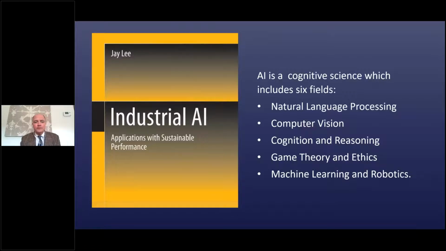According to Jay Lee, in his book, Industrial AI, he said it's really a combination of 6 fields. Natural language processing, so that's like the voice recognition on your phone. Computer vision, so think about a vision system on a robot or a vision system on a production line that is identifying parts, identifying rejects, and pulling rejected parts out of the population. Cognition and reasoning, this is essentially the way that we experience the world and the way that we think about the world. Game theory and ethics, game theory being the mathematical models that basically determine how rational people make decisions. And machine learning and robotics, machine learning is essentially a computer learning from its own experience and getting smarter and smarter over the course of time.